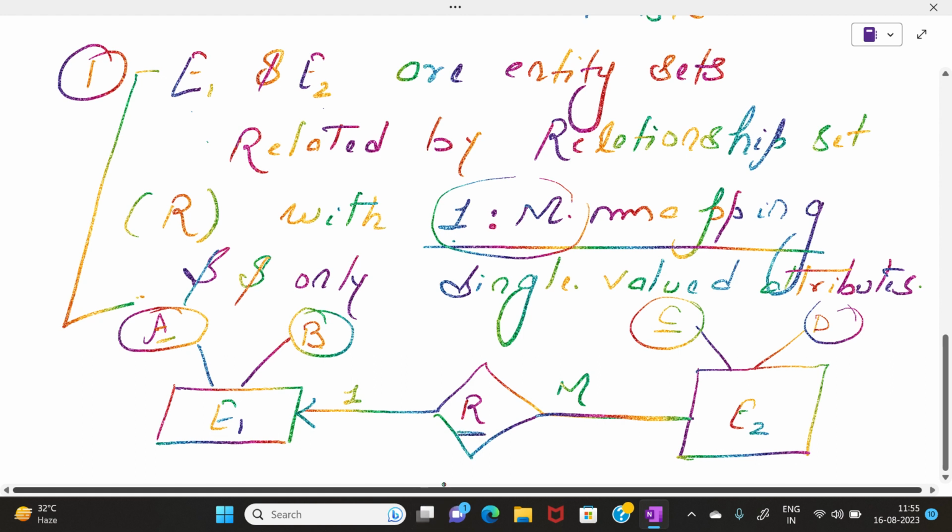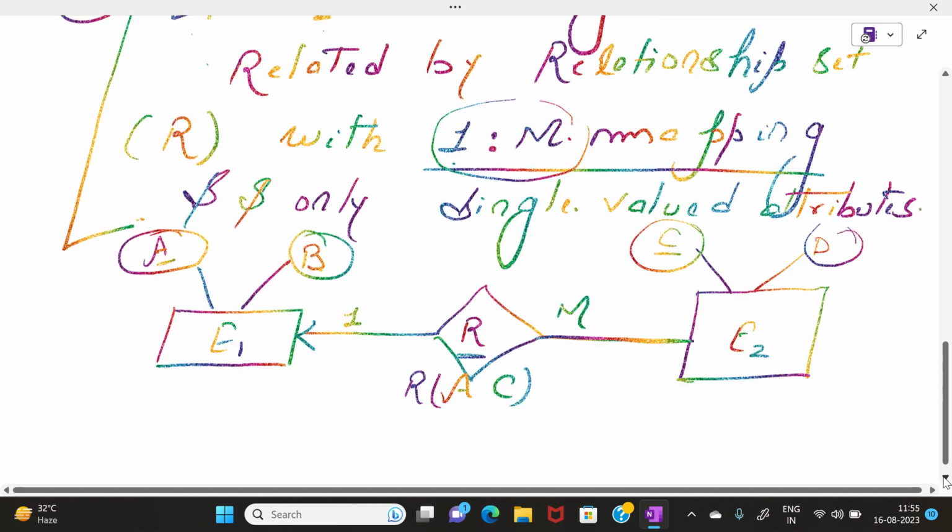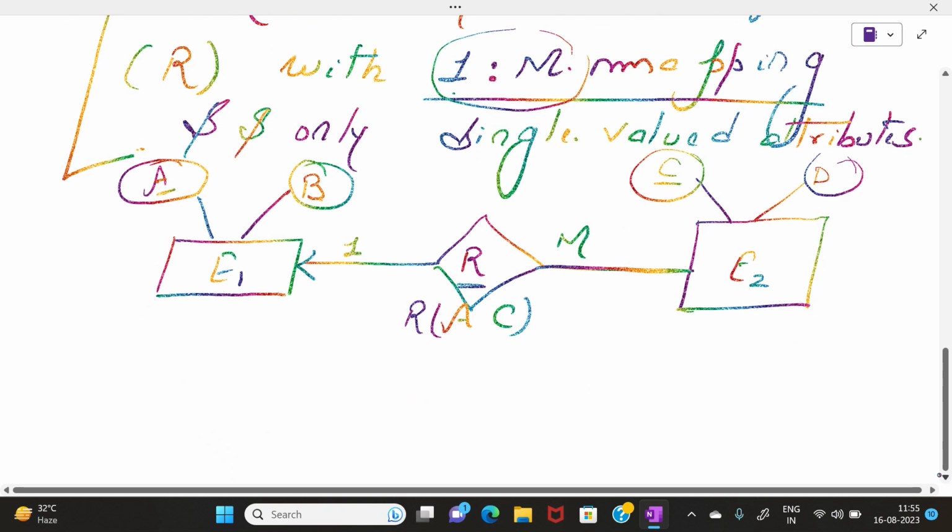For R, we have A and C, and we have already seen in the cardinality constraint that for A and C, the candidate key for R will be C. Because for A we don't have distinct values, we have multiple repeated values, but C will have distinct values. So C will be the candidate key of R.